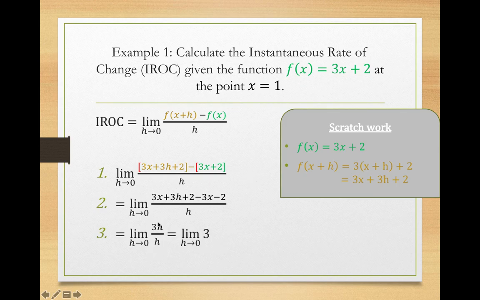So once we have our 3h over h, h divided by h cancels out. h divided by h is virtually 1, and 3 times 1 is just 3. So that's why the limit as h approaches 0 is equal to 3. Well, what is the limit as h approaches 0? There's no h here to plug into. So no matter what h is, we're always going to get an output of 3. Our answer here is just going to be 3 in this scenario.